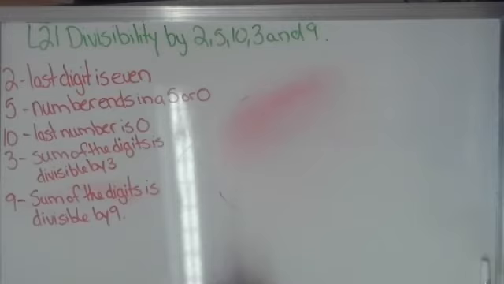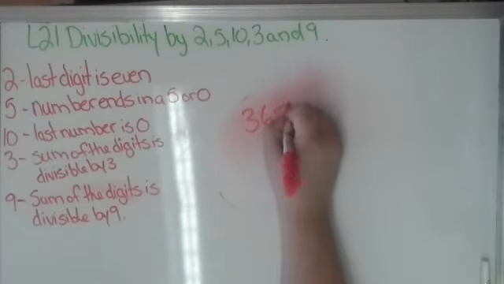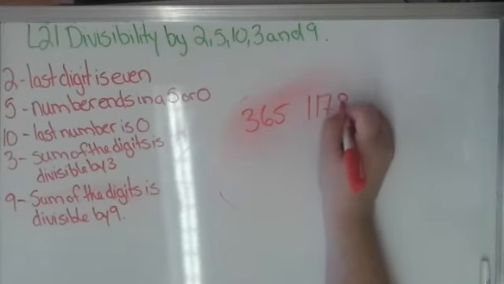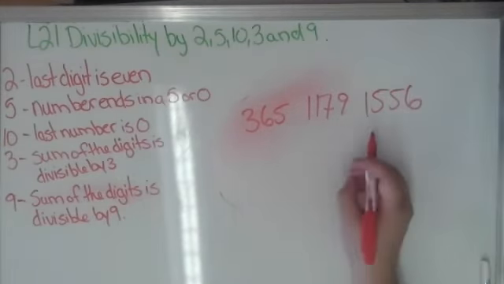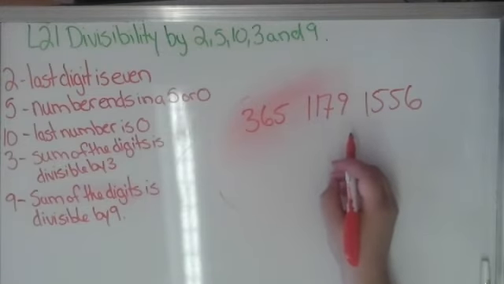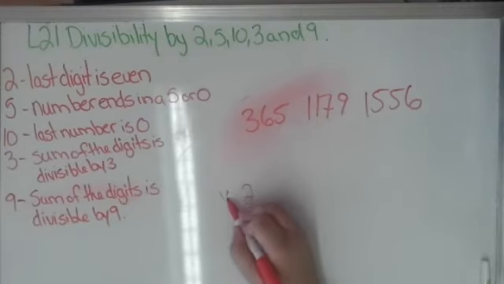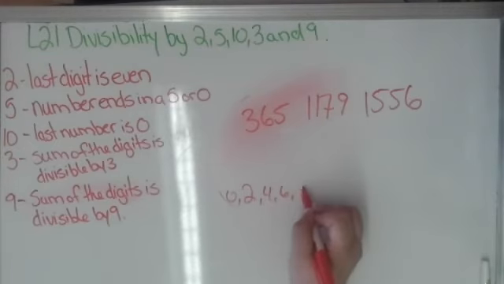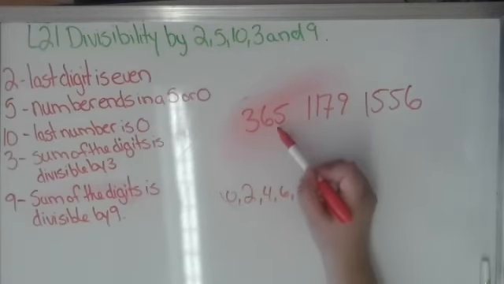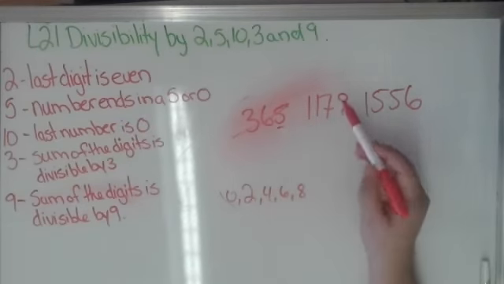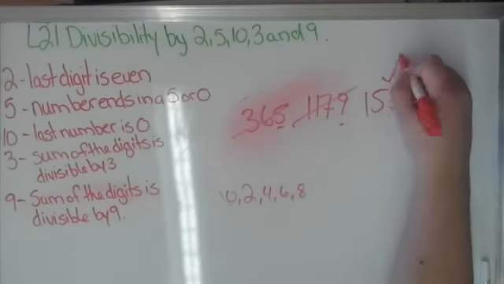Okay, let's look at a couple numbers together. If I give you 3 numbers, we have 365, 1,179, and 1,556. Which of these numbers is divisible by 2? Remember our 2 rule, the last digit must be even, and our even numbers are 0, 2, 4, 6, 8. So we're looking for them. Well, that's a 5, an odd number, so that one's out. 9, odd, that one's out. 6, even. This one is divisible by 2.